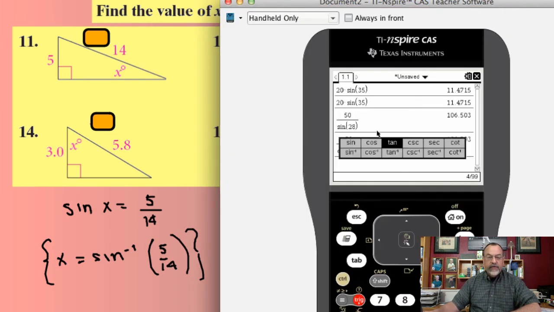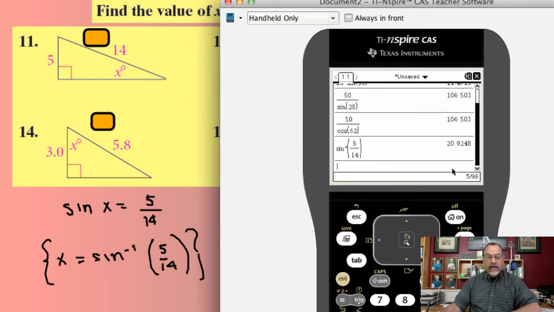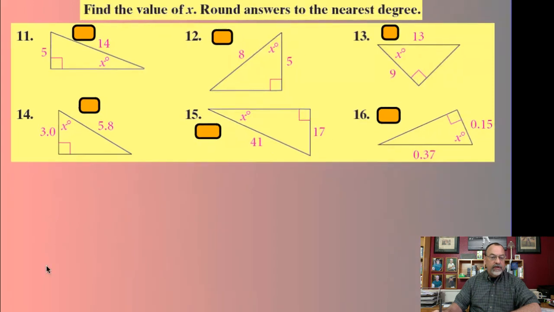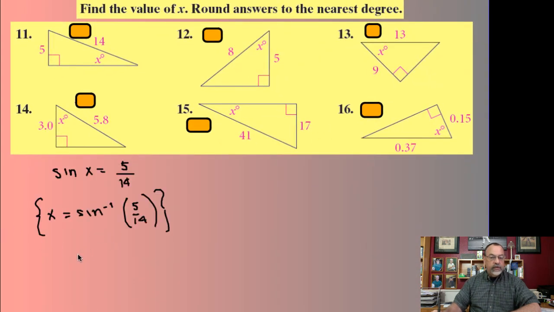So in this case, I want to use the inverse sine. So we choose the inverse sine, and it's 5 divided by 14 is my ratio. And I enter that, and I get a 20.9. Now I'm rounding to the nearest whole angle. So that's 20.9. So x is about 20.9, and then because that's a 9, we're going to round up. So that's about a 21-degree angle given those sides. Okay, let's do one more of this type, and then we'll wrap this up.